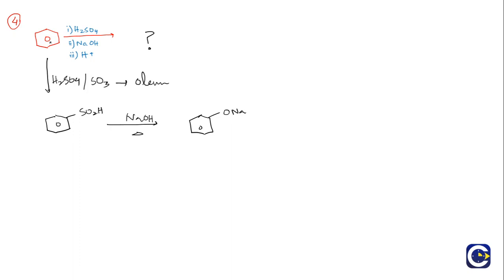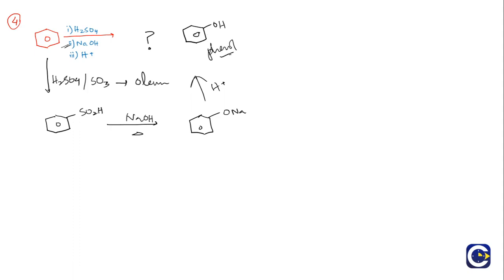Okay, that is the second step of this reaction, which on protonation, that is the third step, gives us the final product, that is the phenol. Okay, this is the phenol. So this is the product of this reaction. We'll also have some byproducts, but the main product is the phenol.